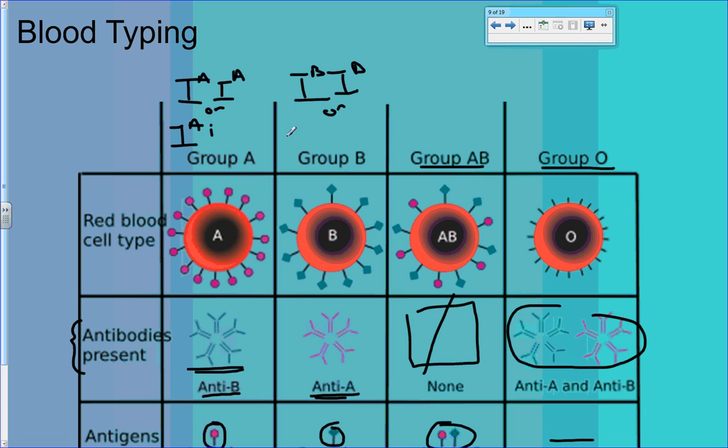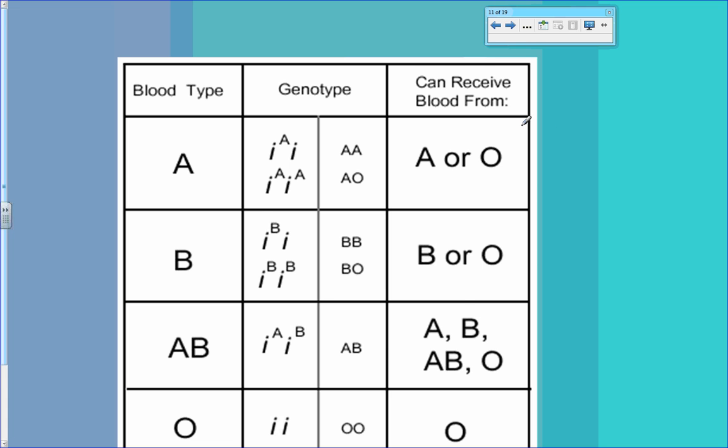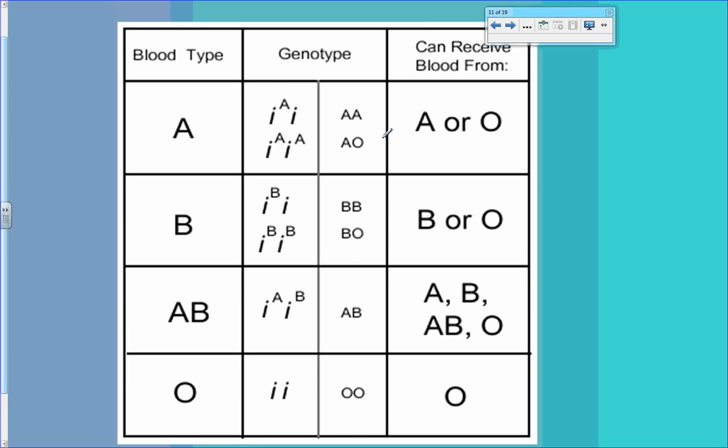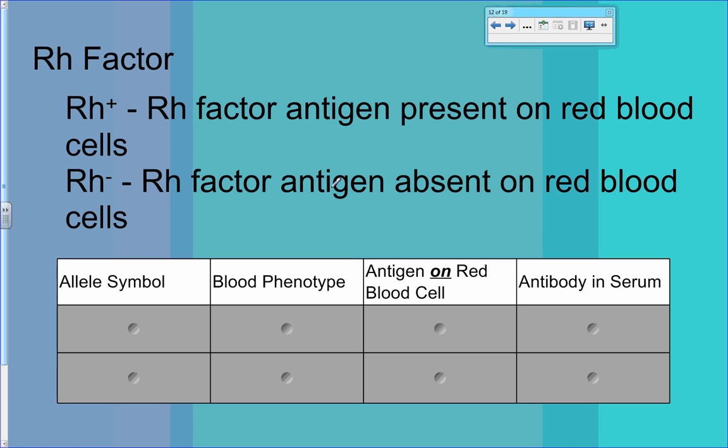All right, so here this is just spelling that out again. It also gives you some hints about who can receive from whom. But that's not the only way that we can classify blood. We also have this thing called Rh factor. Now, don't get confused with this. This is a different gene altogether. So Rh factor has no bearing on if you're A, B, AB, or O.